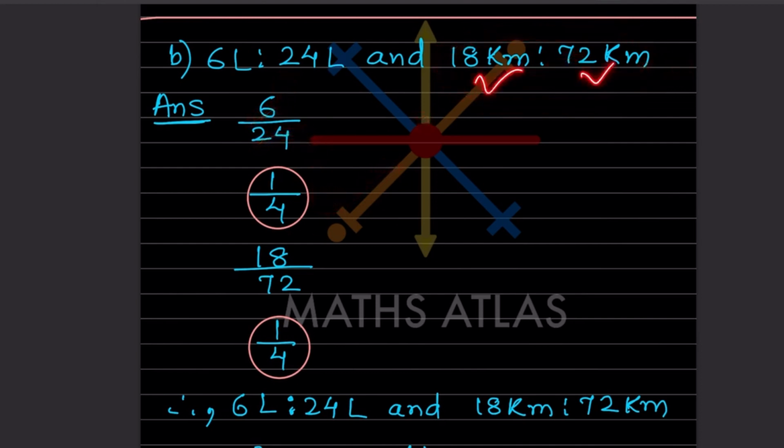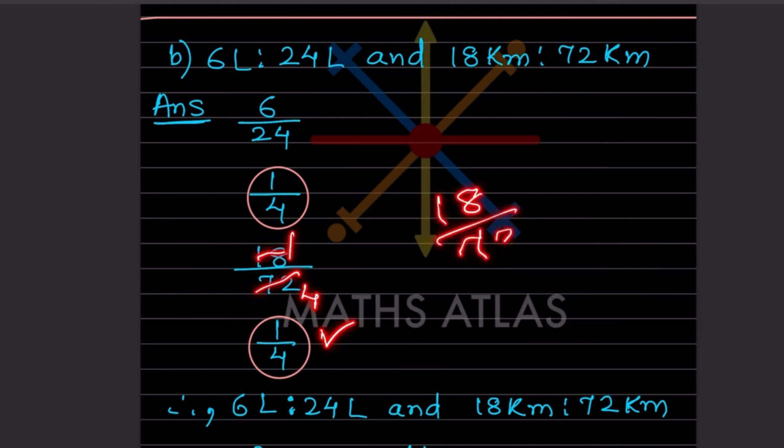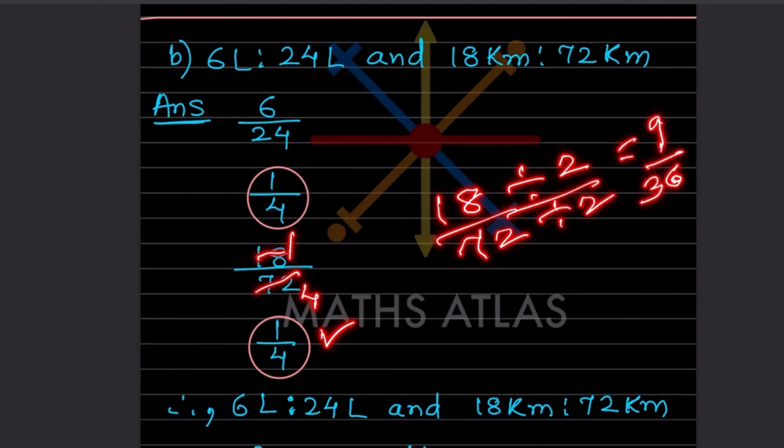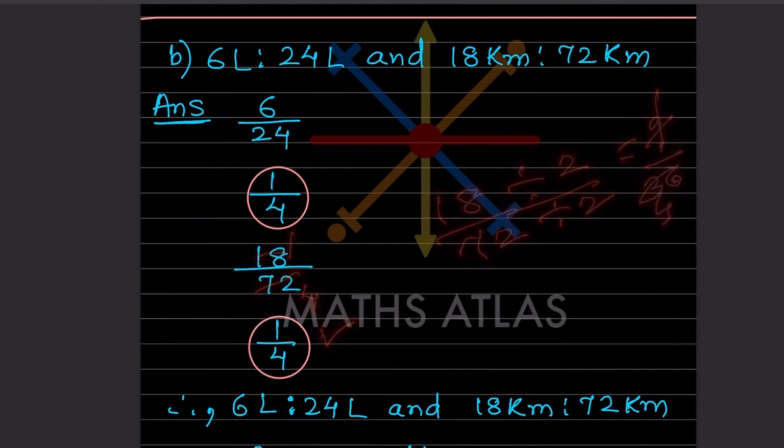This is 18 and 72. So 18 divided by 72. If you know the table, 18 ones are 18, 18 fours are 72, so this is 1 by 4. If you don't know the 18 times table, you keep on dividing by 2. So this is going to be 9 and this is going to be 36. Now again you can divide by 3, or you can do 9 ones and 9 fours, that is 1 by 4.